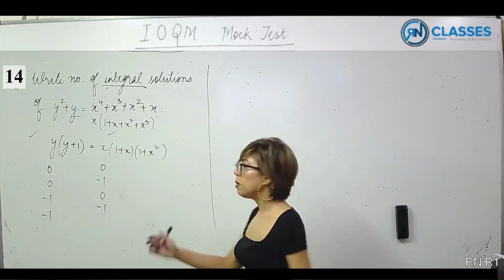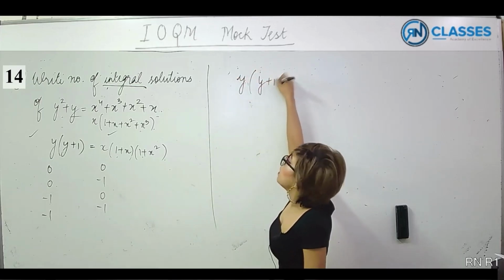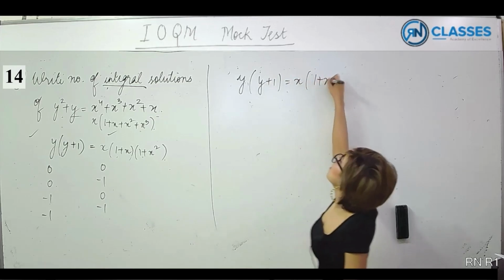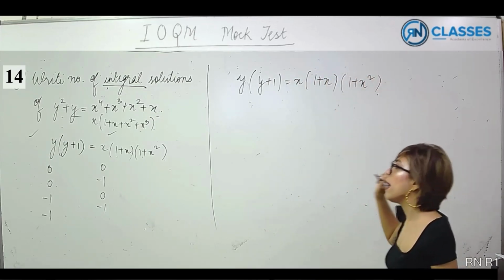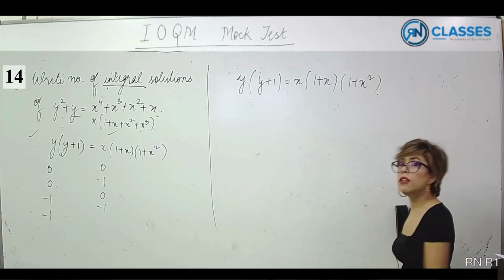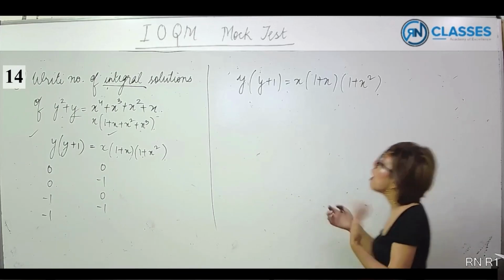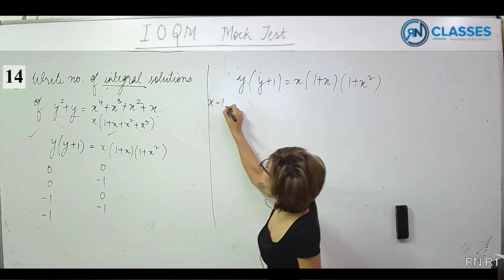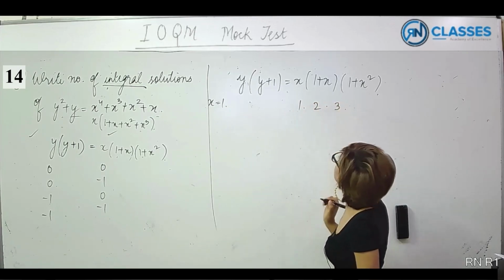Now, the problem is, what about the non-obvious ones? Let's see. So, y into y plus 1 equals x into 1 plus x into 1 plus x square. Now, if I want to look ahead, what can I do? Maybe I can put x as 1. Let me see solutions in positive integers first. So, if I put x as 1, I get 1 into 2 into 3.